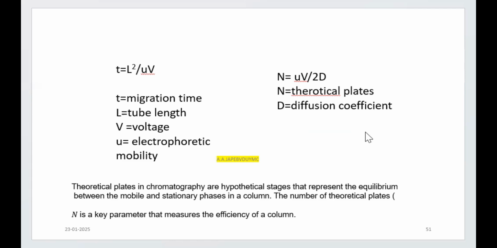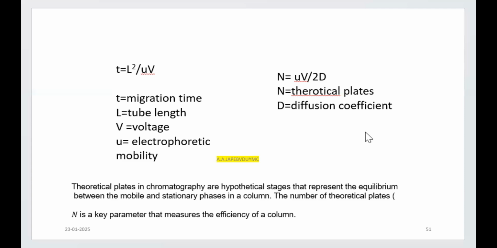So diffusion coefficient, voltage applied and electrophoretic mobility are the components in this equation. Now from these two equations, what do we understand? We understand that the length of the electrophoretic column, the capillary, plays no role in separation efficiency. How short or how long it is is not going to play any role.